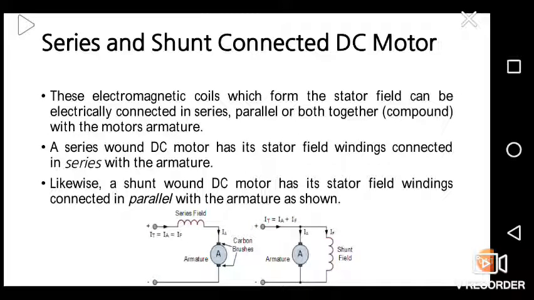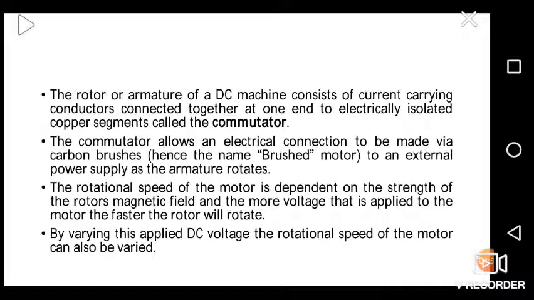DC motors can be further classified into three categories: series motor, shunt motor and compound motor. The electromagnetic coils which form the stator field can be electrically connected in series, parallel or both with the motor armature. A series wound DC motor has its stator field windings connected in series with the armature. Likewise, a shunt wound DC motor has its stator field windings connected in parallel with the armature as shown in the figure.